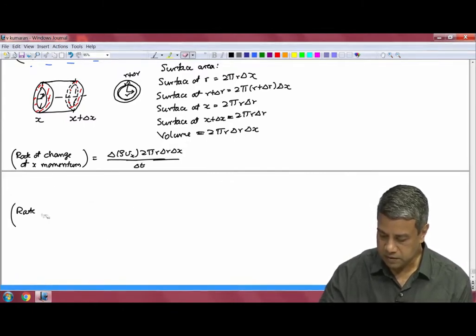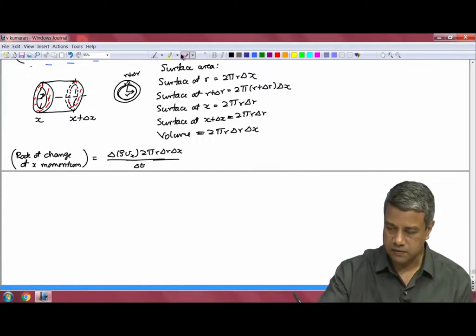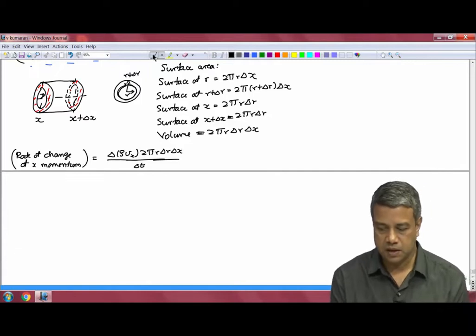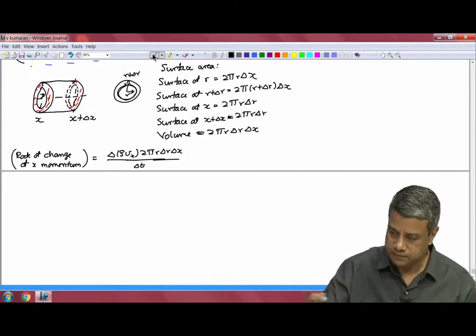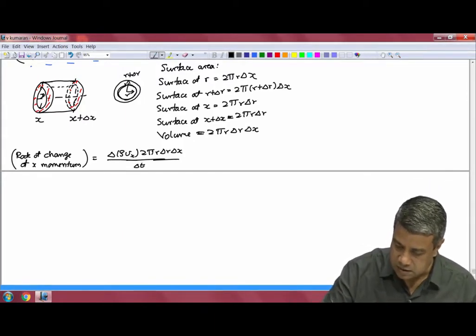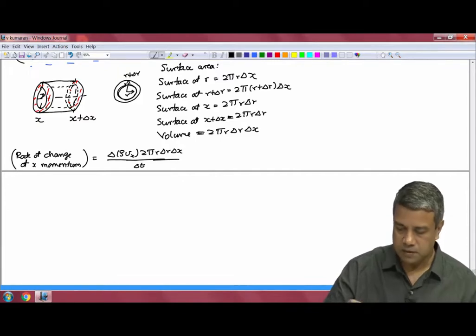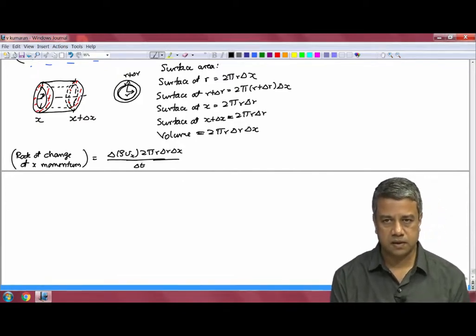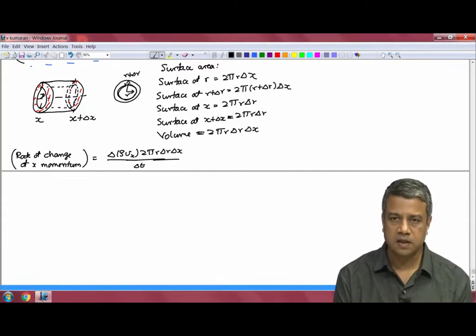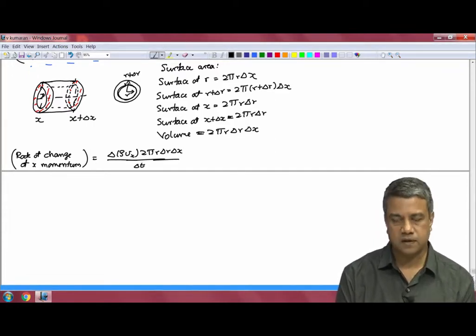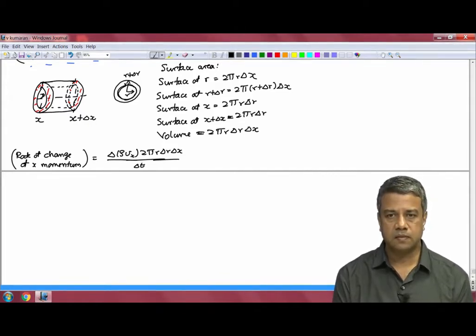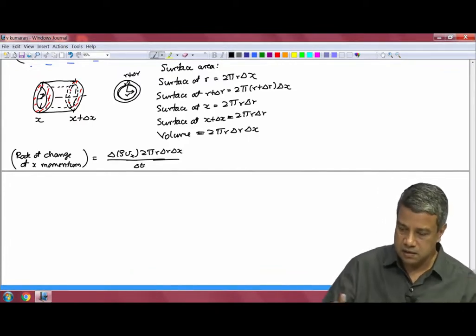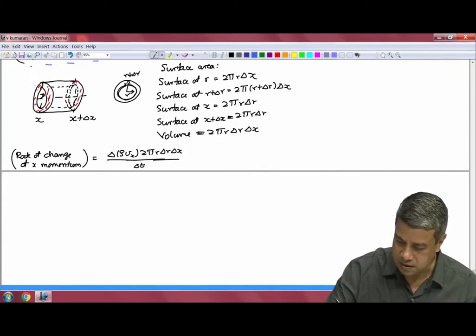What about the sum of the forces? The sum of the forces in the x direction. There are two kinds of forces that are acting. One is the pressure force and the other is the shear stress. Pressure force acts perpendicular to the surface. Therefore, the pressure force is compressive, acts perpendicular to the surface. Therefore, the contribution of the pressure force in the x direction acts on the surfaces at x and x plus delta x, on these two surfaces.